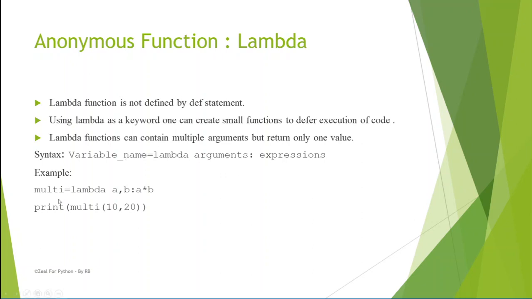For example, here multi equal to lambda a comma b. Lambda is our keyword. A comma b are the arguments. This shows that there will be two arguments in the function, and a into b tells that this expression will multiply both the arguments and return its value. This value will be returned in multi. So when you call the multi function and pass arguments to it, it will give you the result.